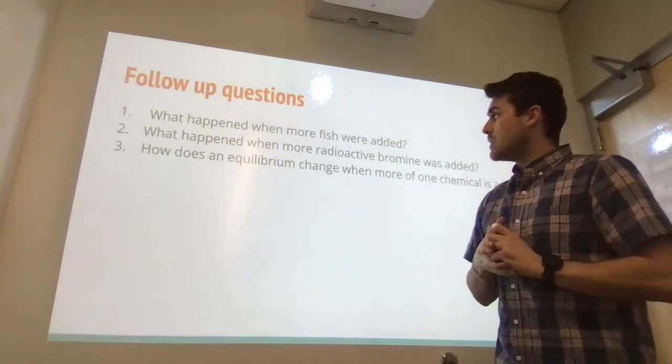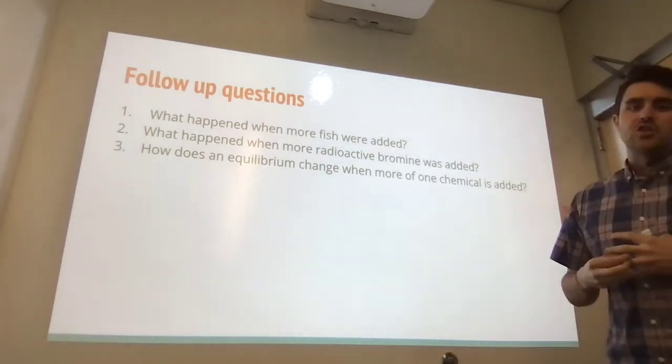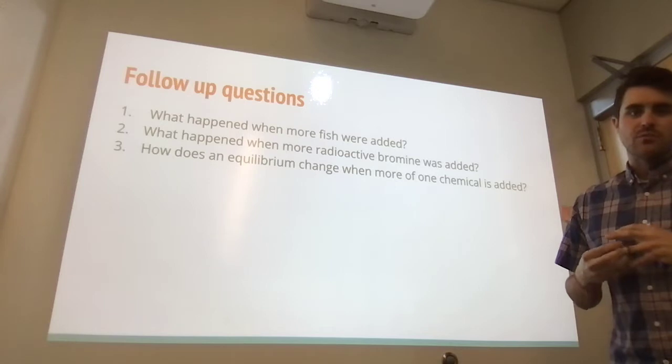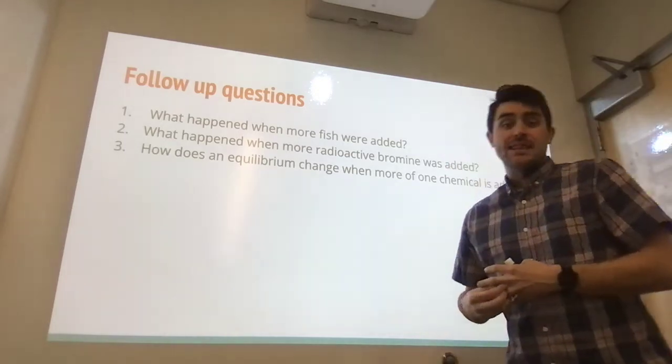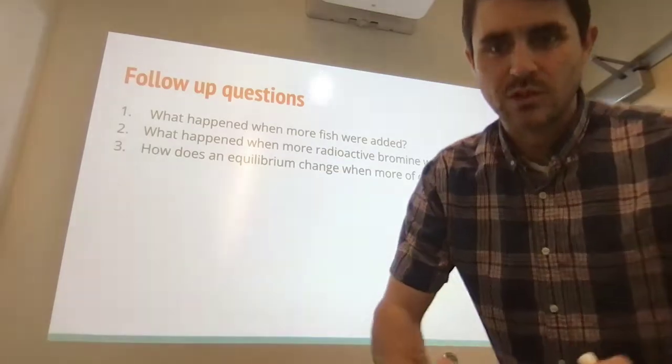So, how does an equilibrium change when more of a chemical is added? It's going to shift to return to the equilibrium. It will shift to the side that was not added to in order to return to that equal state.